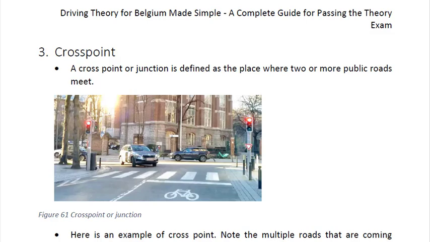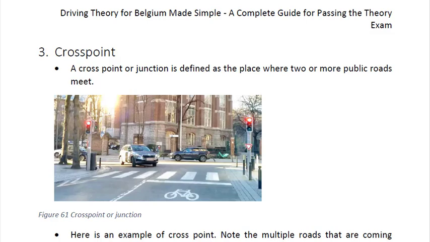Today, in this lesson, we will talk about cross points. It is also referred to as junctions. So, a cross point or a junction is defined as a place where two or more public roads meet.